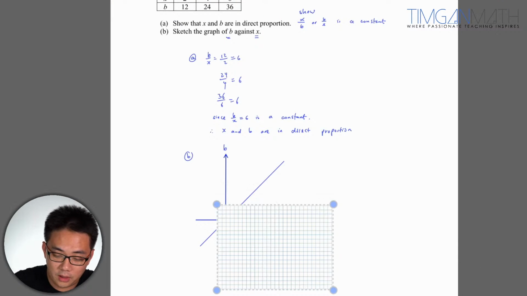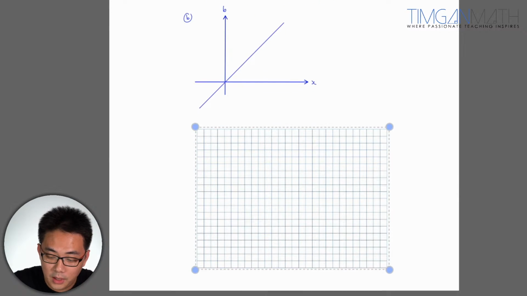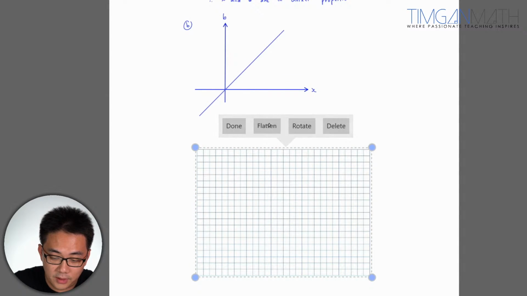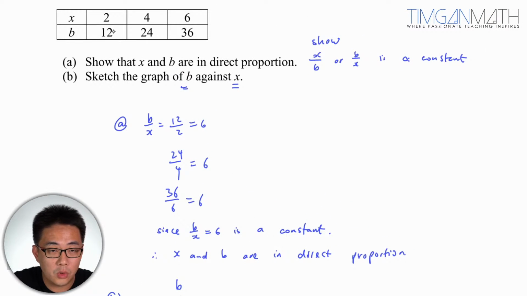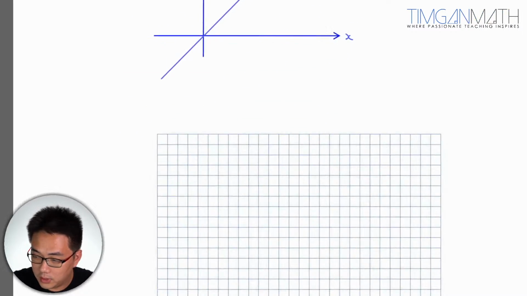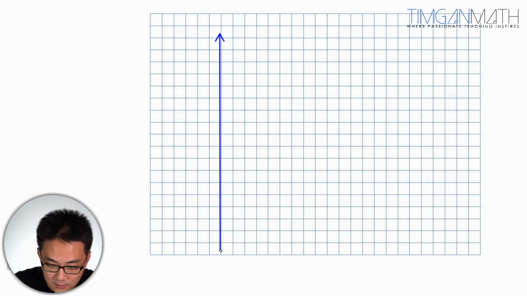Here I have a grid of square grids, and I'm going to plot all the values from the table in the question. So x is 2, b is 12; x is 4, b is 24; and x is 6, b is 36. What we could do is draw b against x. So this is b.